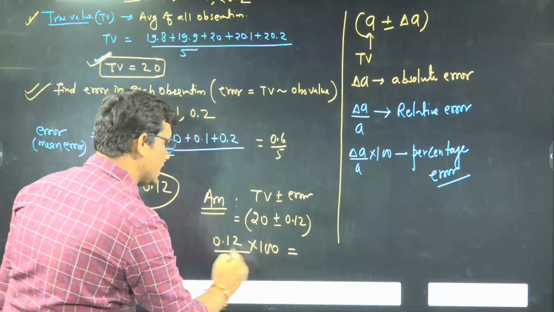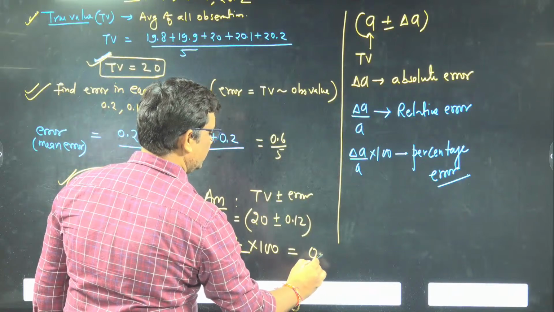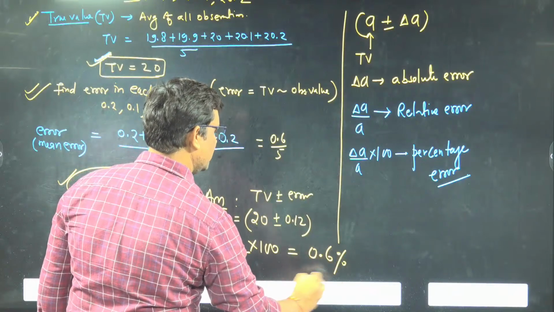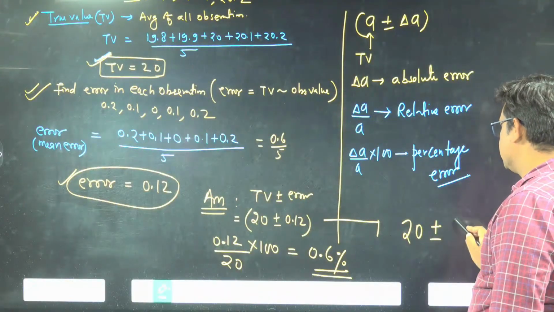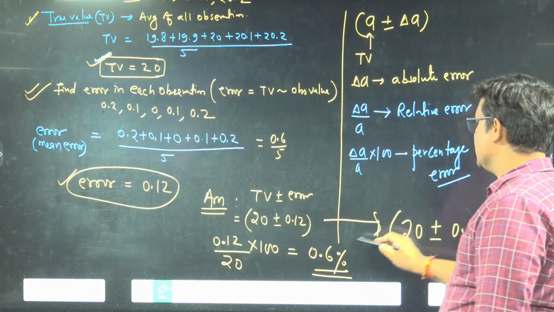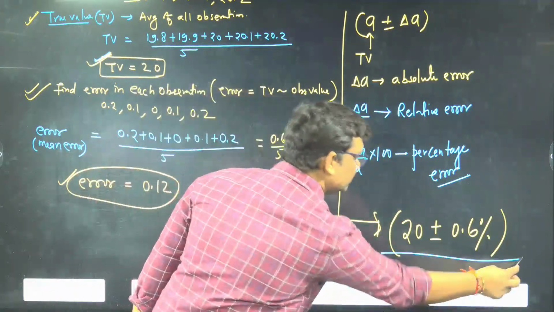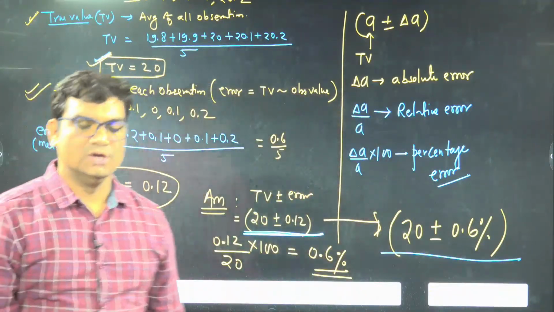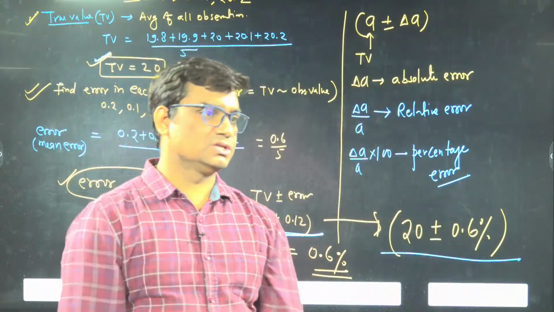So we can say into 5, and 0.12 into 5 will be how much? 0.6%. Okay, so this answer can be written like this also, 20 plus minus 0.6%. So answer can be in this format, or answer can be in this format in terms of percentage. So you have to express in terms of absolute as well as in terms of percentage.